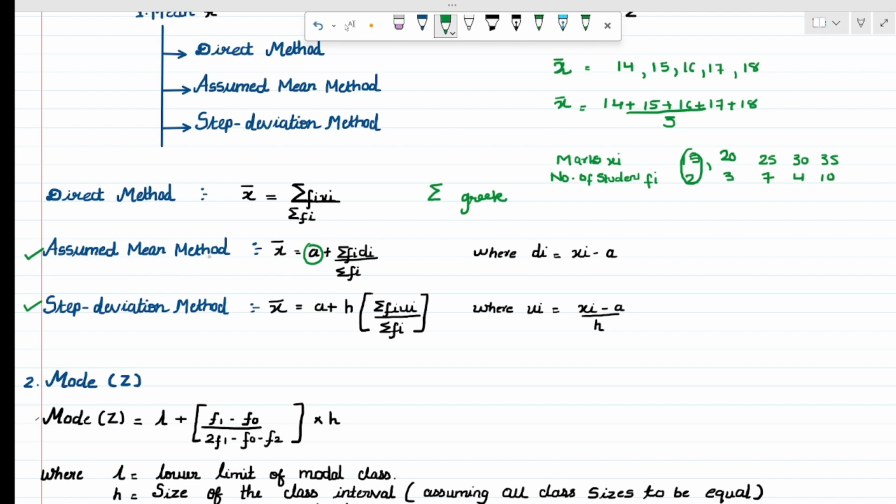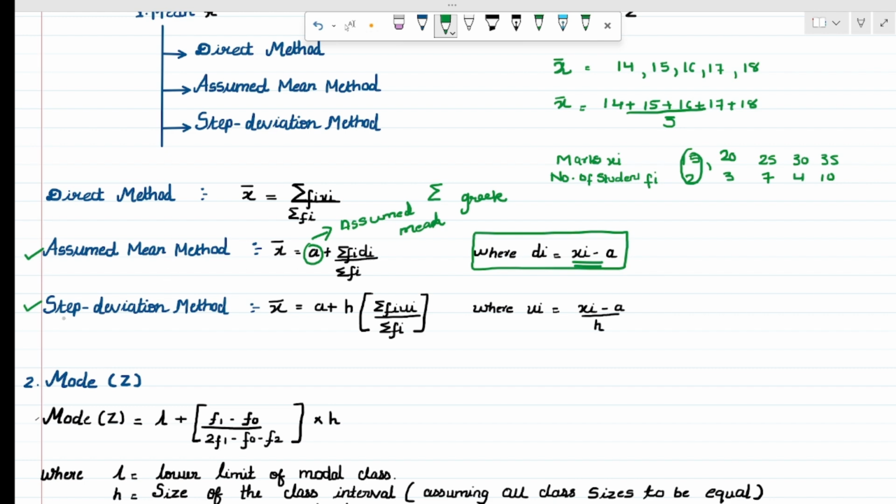So coming back to the formula, it says x bar is equal to a plus sigma fi di upon sigma fi. This a is our assumed mean, where di, in the first case it was fi, that means the summation of the given numbers. What does this di mean? Here the formula for di is xi minus a. That means the xi of the given number minus the assumed mean, the number which we have assumed. So the formula for di will be di equals xi minus a.